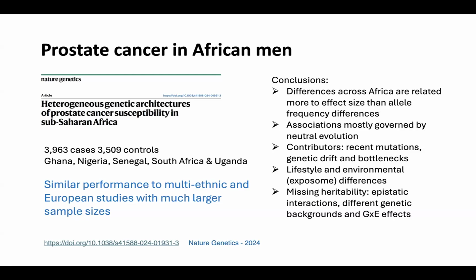And I'm not going to go through some of those conclusions, but I certainly found them fascinating and important, because what they also show us are differences across these different African countries in terms of the genetic predisposition to prostate cancer.